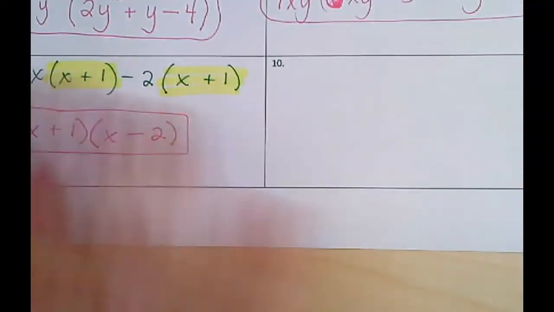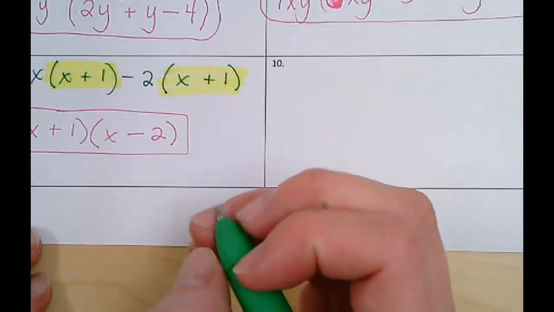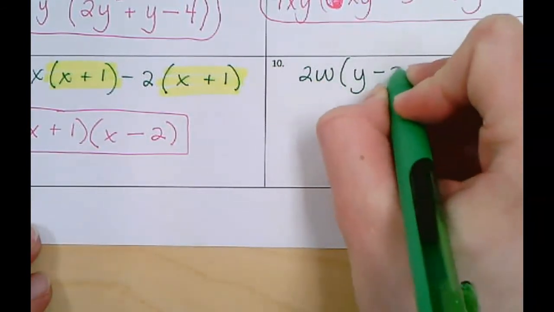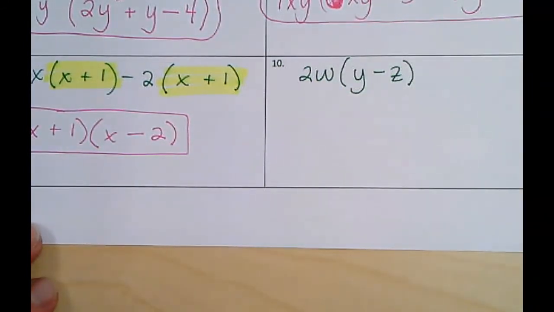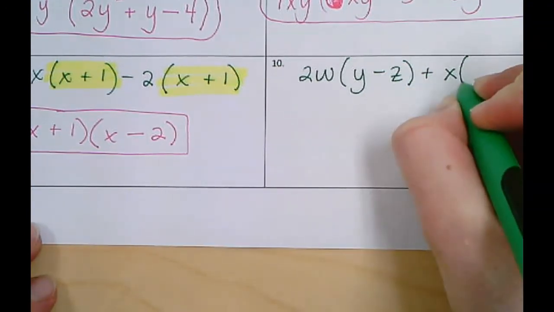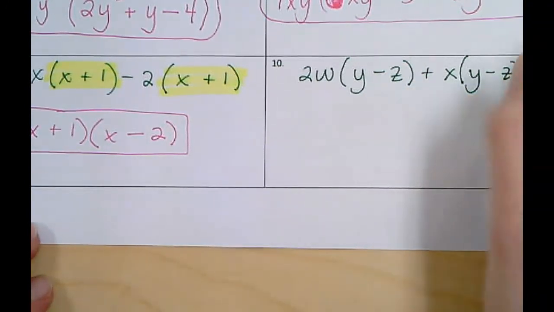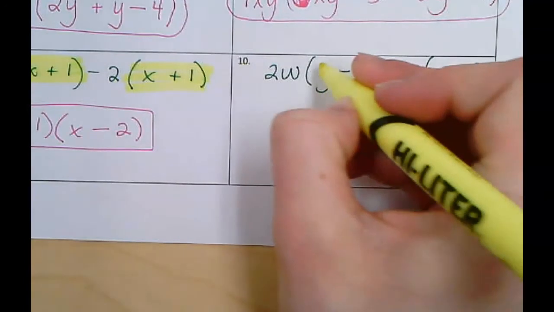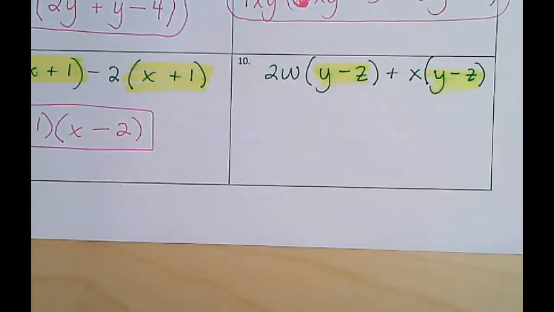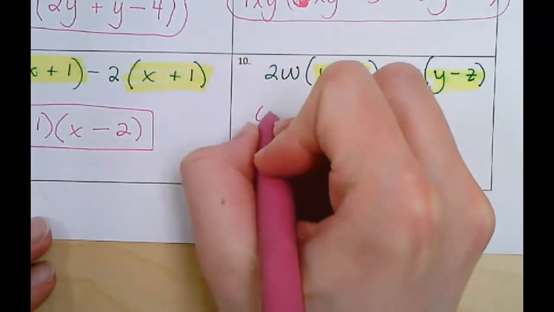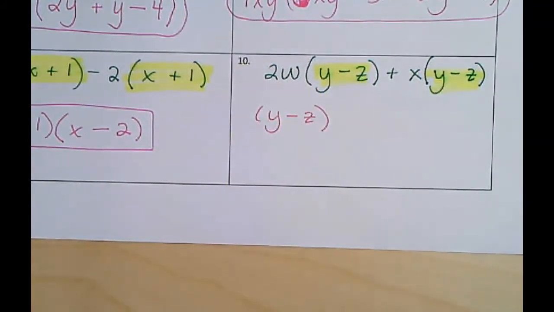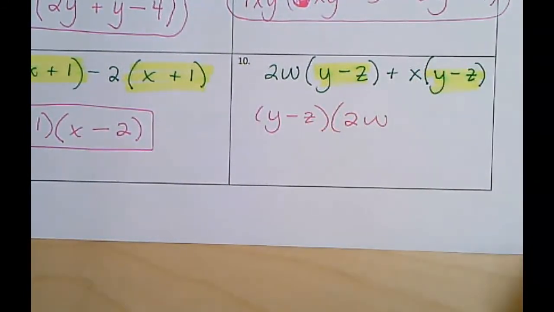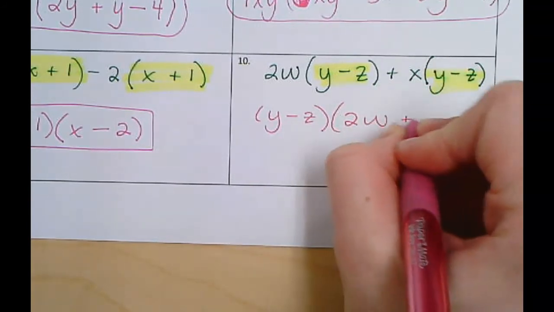Okay, let's try it out with number 10. The problem is 2w times y minus z plus x times y minus z. Same process. I have the same factor of this y minus z. So this I'm going to factor out first. The first term leaves behind a 2w, and the second term leaves behind a positive x.